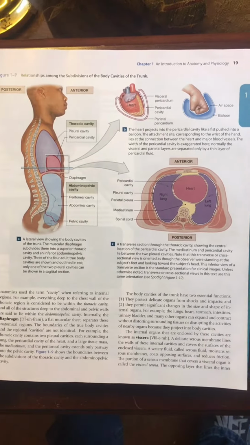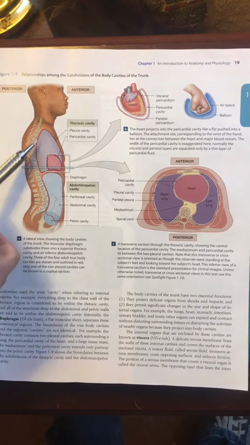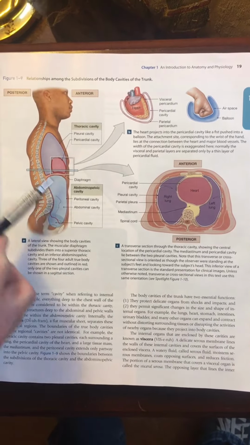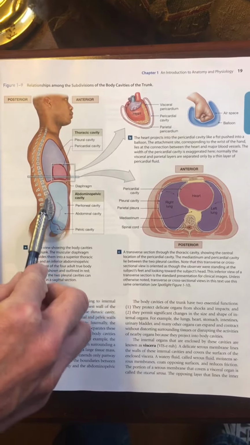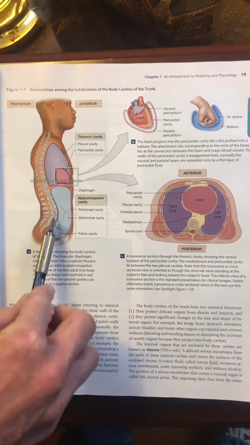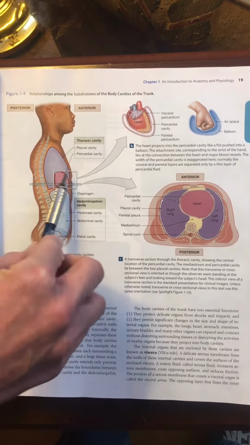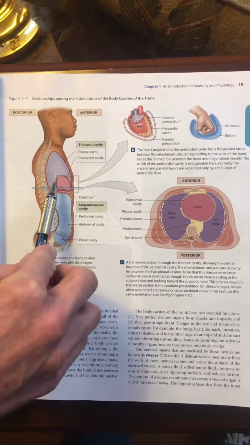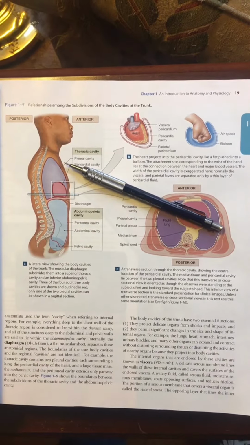So let's go over some body cavities. Now obviously we have the thoracic area. The thoracic area has a thoracic cavity, and the abdominopelvic area that we talked about earlier has an abdominopelvic cavity, which is where most of your visceral organs are, other than your lungs and your heart, which are in the thoracic cavity. And I'll show you a picture of it here.